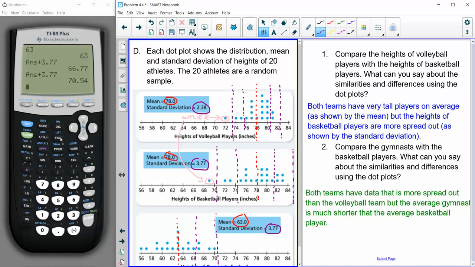okay? Let's go the other way. 63 minus 3.77, minus 1 standard deviation, 59.23, which is right about here. And then 55.46 when we subtract another one. So notice all of the gymnasts fit within 2 standard deviations of the mean. No outliers in that group. So even though the data is pretty spread out, we don't have any outliers.